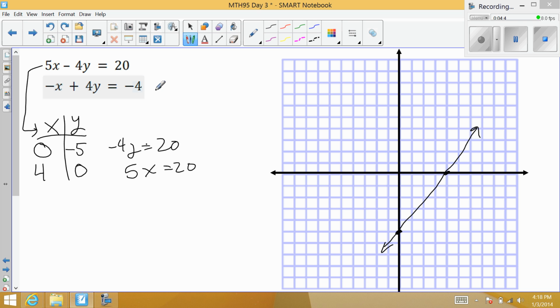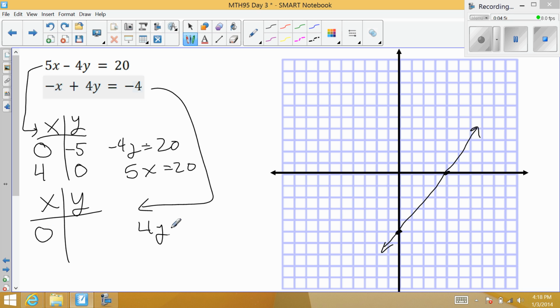Taking the second equation here, if we let x equals 0, that leaves us with 4y equals negative 4. Dividing by 4 gives us y is negative 1. Letting y be 0, that gives us negative x equals negative 4. Dividing by negative 1 gives us x equals positive 4. So the y-intercept is (0, negative 1) and the x-intercept is (4, 0).